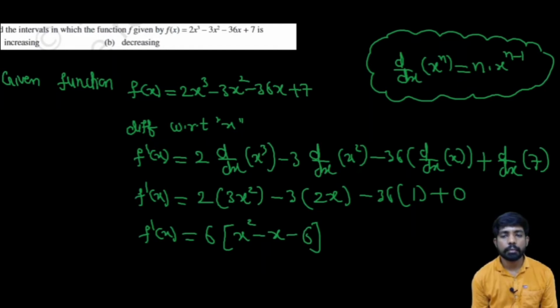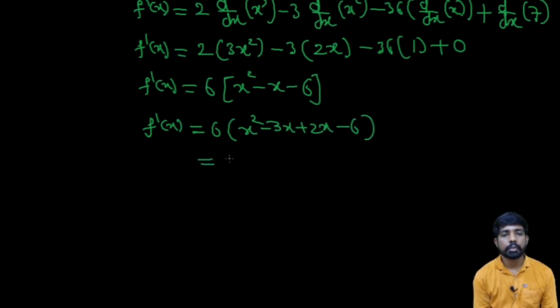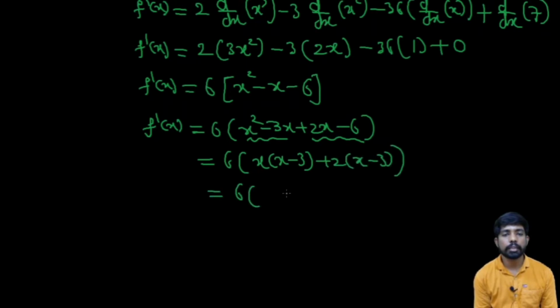Therefore the slope f dash of x is equal to 6 times x square minus x minus 6. Can we split this middle term? 3 times 2 is 6. So x square minus 3x plus 2x minus 6. Take x common from the first two terms: x into x minus 3, and take 2 common: 2 into x minus 3. Therefore 6 times x minus 3 into x plus 2. So we have f dash of x equal to this.